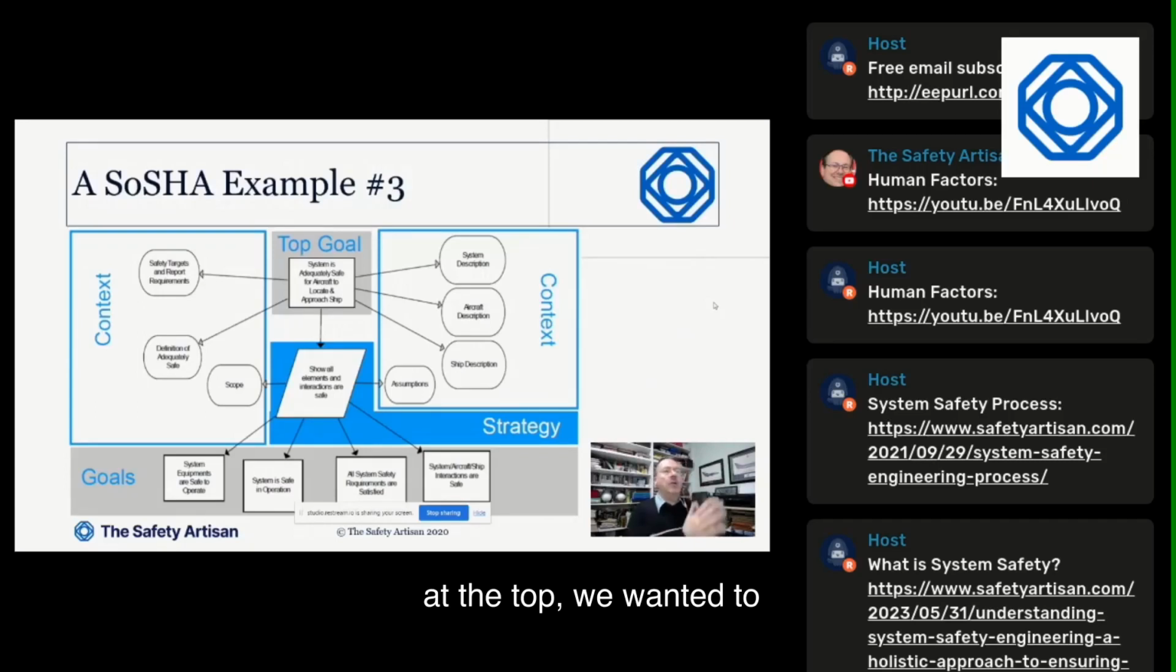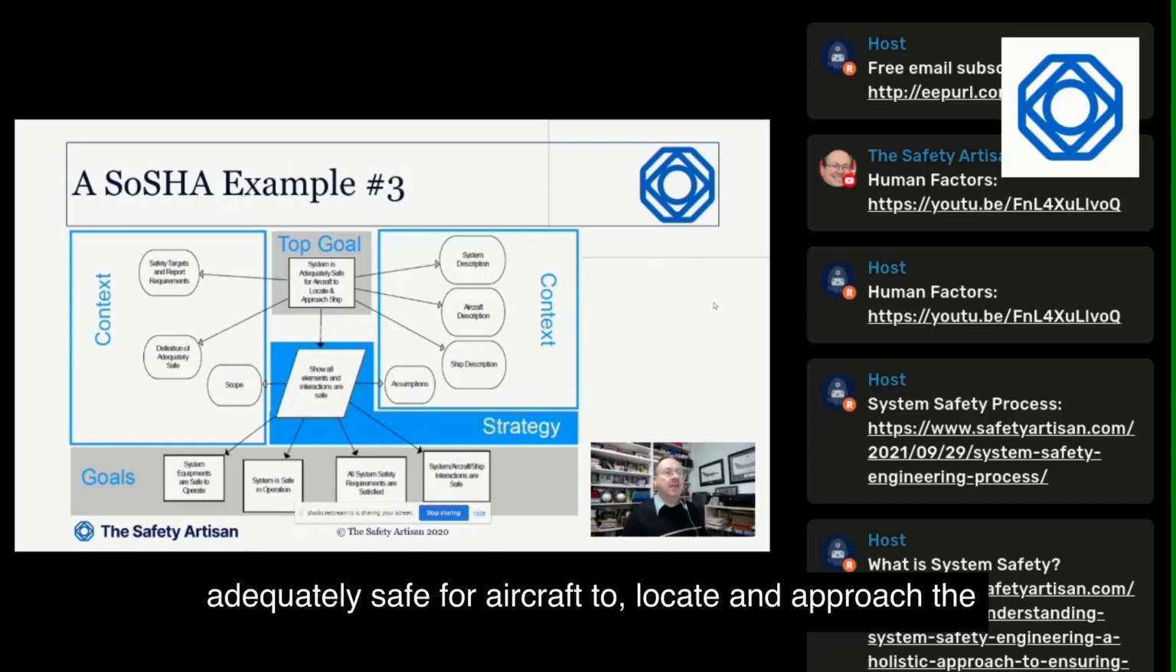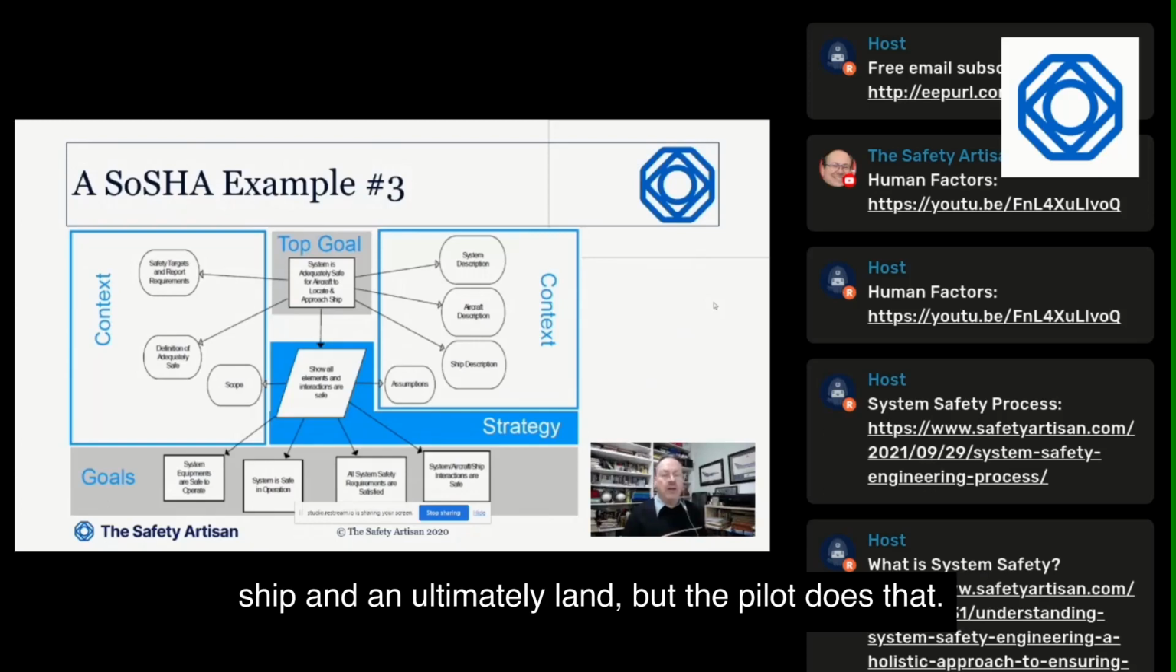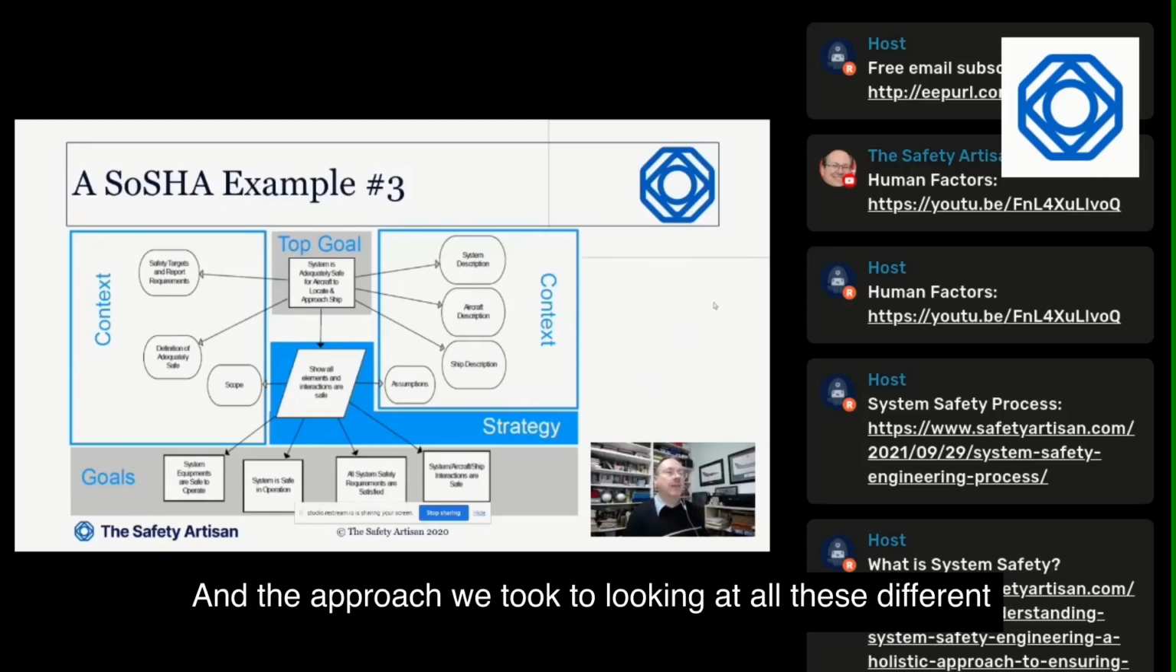And at the top, we wanted to be able to say that the entire system is adequately safe for aircraft to locate and approach the ship and ultimately land. But the pilot does that, so we didn't have to worry about the final bit.